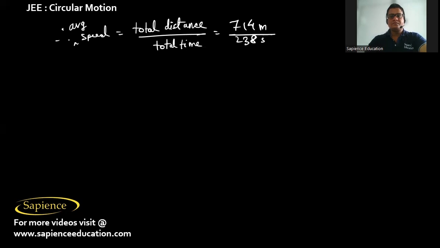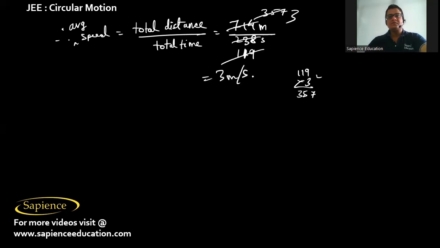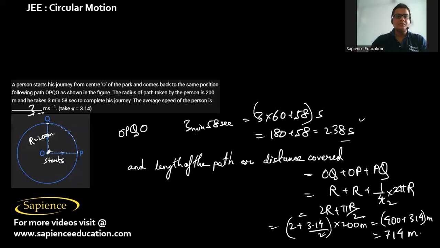This will be, we can cancel. 2 ones are 2, 2 fours, and so on. 119 into 3, if you do, then we will get 3 9s are 27, 3 ones are 3. So 119 into 3. So this is 3 meter per second. So 3 meter per second is the average speed of the person.